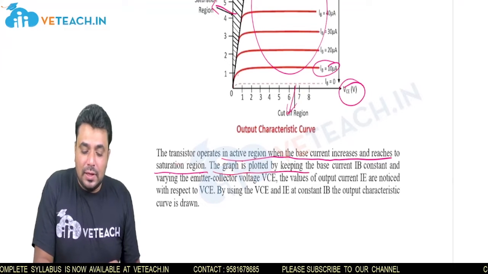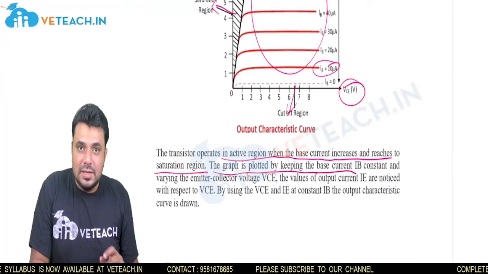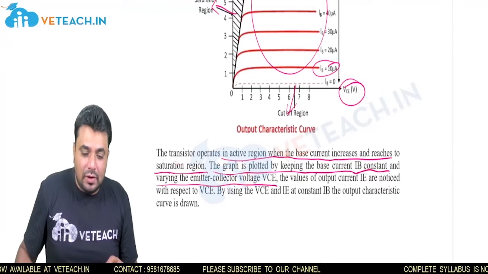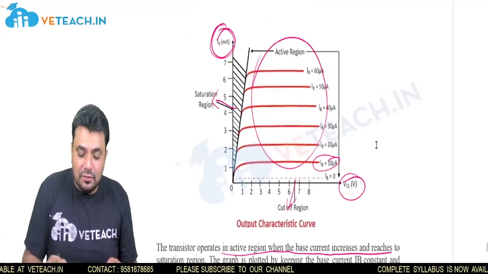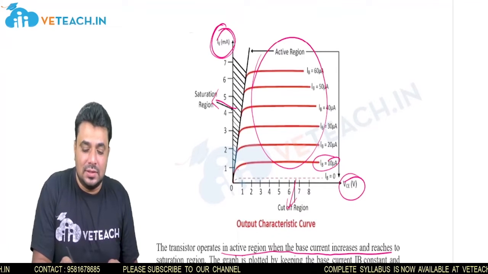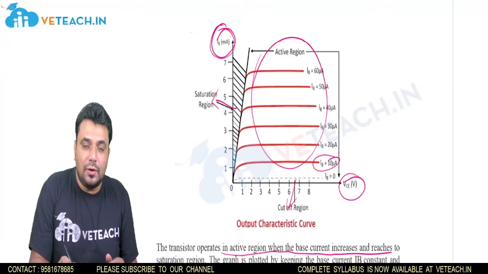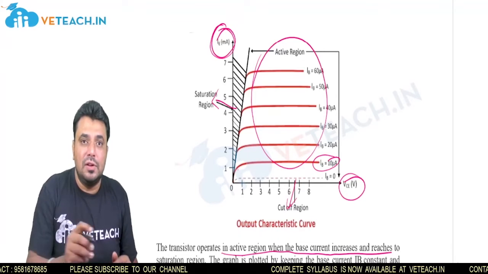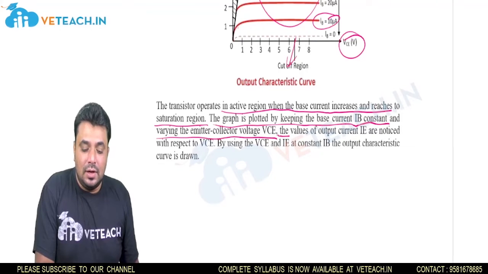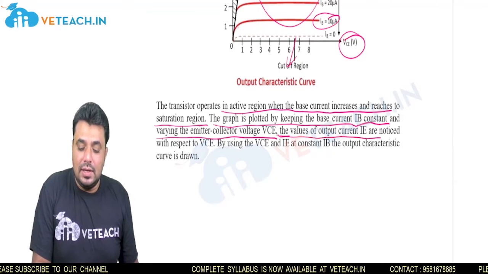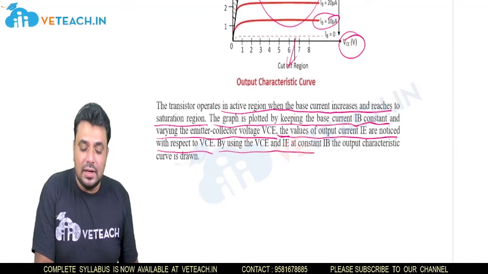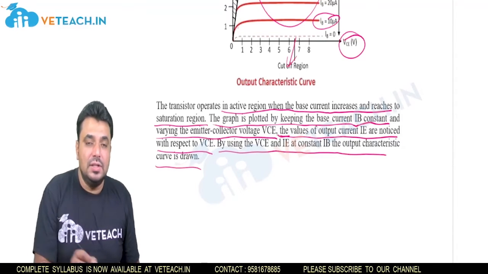The graph is plotted by keeping the base current IB constant and varying the emitter-collector voltage VCE. Whenever you keep IB constant and change VCE, IE will change. If you draw the graph, it will look like this. If you change the constant IB value from 10 micro to 20 micro, the graph will change accordingly, as you can find in the diagram itself. The values of the output current IE are noted with respect to VCE. By using VCE and IE at constant IB, the output characteristics curve is drawn.